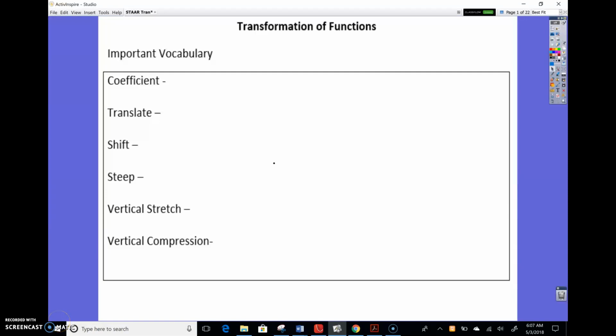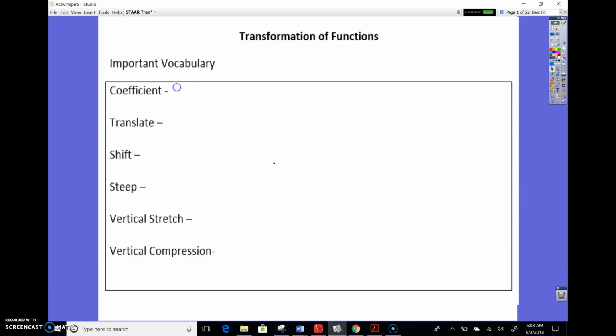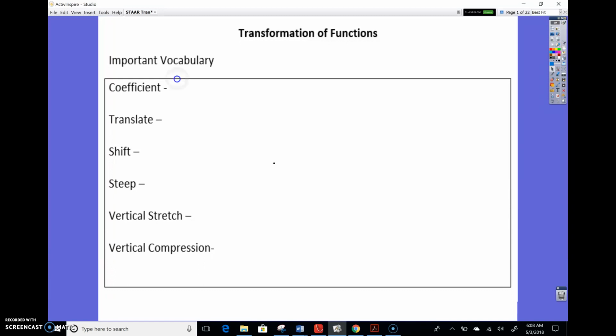All right, the next topic we're going to talk about is the transformation of functions. That means how a function changes. There's some important vocabulary words that you need to know. The first word is coefficient. Coefficient is the number in front of the x variable, the number in front of a variable.